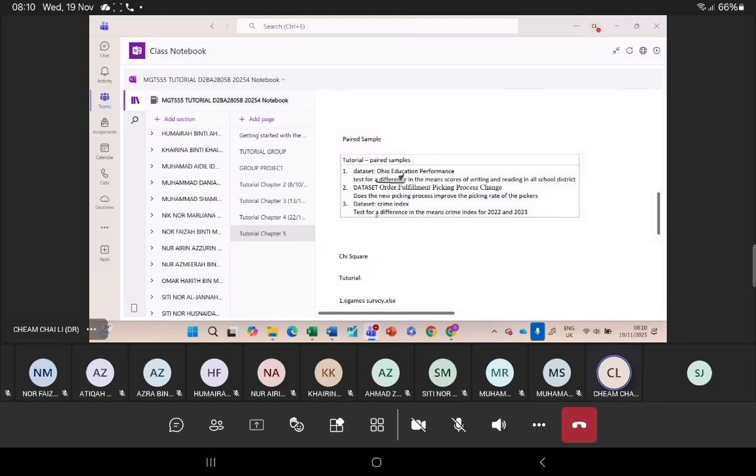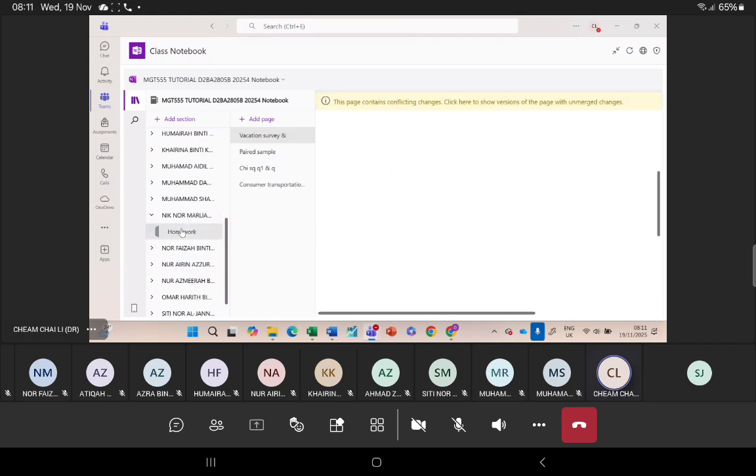And for question number 3, crime index, test for a difference, right? We want to check the difference in the mean crime index for these 2 years, right? And we know that this is the PET sample because these 2 years represent the crime rates. One is in 2022, and the other is 2023. So this is the matched data. So we will use PET sample analysis to analyze the hypothesis. Okay, we go to the first question and the answer.